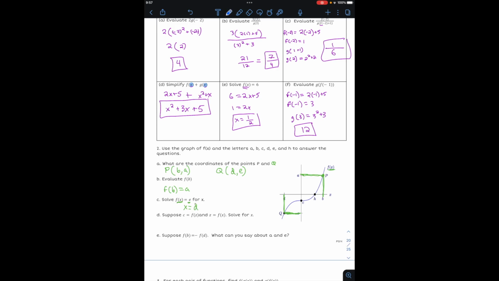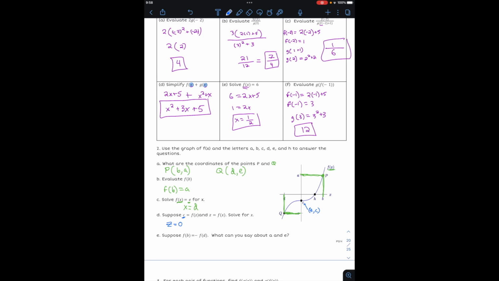So our next one, part D, says suppose c equals f of z and z equals f of x. Solve for x. So what we have to recognize to do this one is that c is this y coordinate here. So for some input z, we're supposed to get out c. So I have z comma c. But c is the y-intercept, so that implies here that z must equal 0.